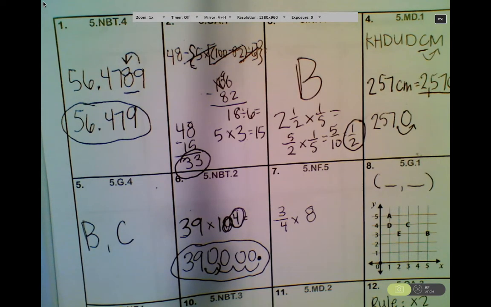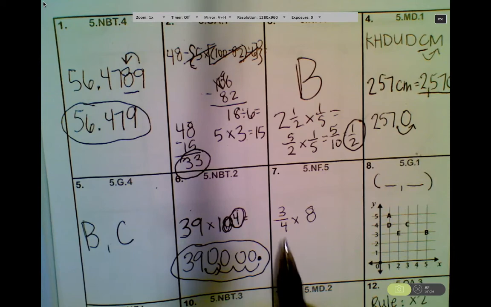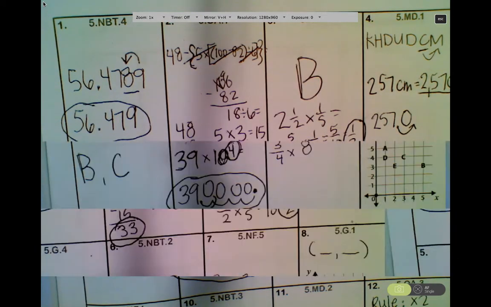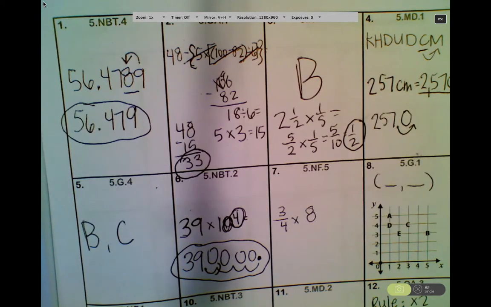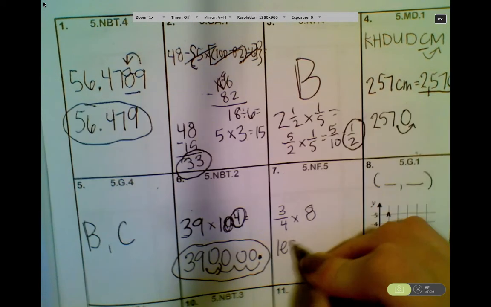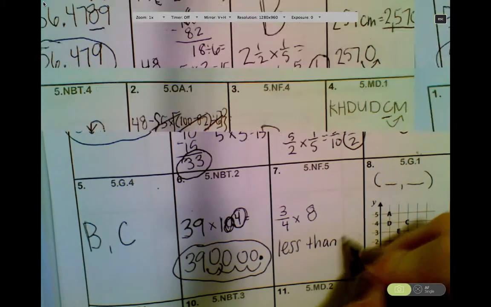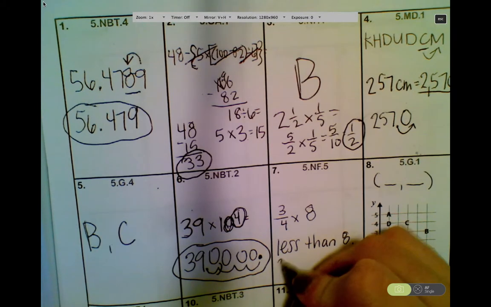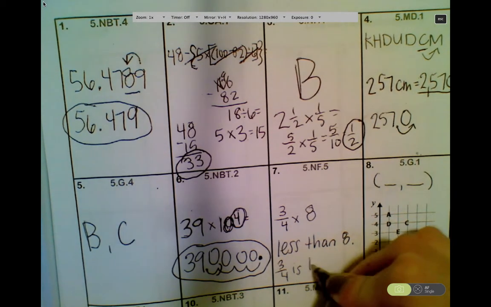Number 7. In a multiplication equation, the size of one factor helps to determine the size of the product, or the answer. So we have to think about 3/4 times 8. Will the product be more than or less than 8? The product will be less than 8. And we do need to explain it's because 3/4 is less than 1.